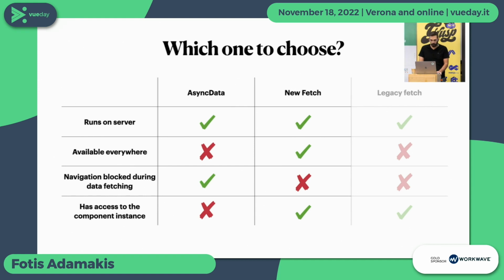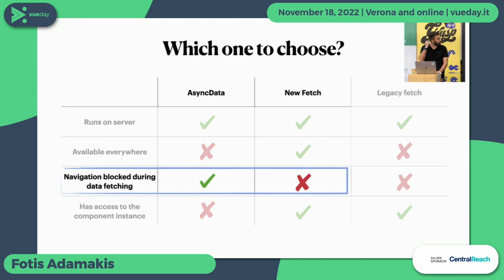Between async data and new fetch, in my opinion, the decisive factor is if you can provide some kind of placeholders or not. If you can, go with fetch. If you cannot, go with async data. If you use the fetch without placeholders, you will hurt your CLS. You will call cumulative layout shift that both talks before mentioned, and you will hurt your performance.